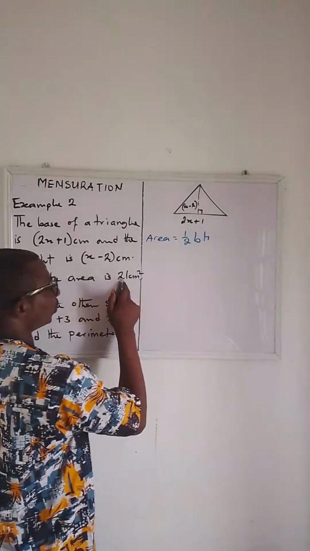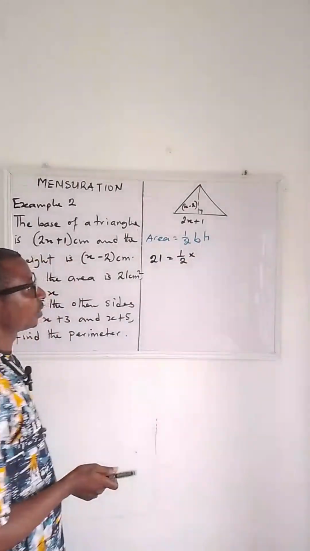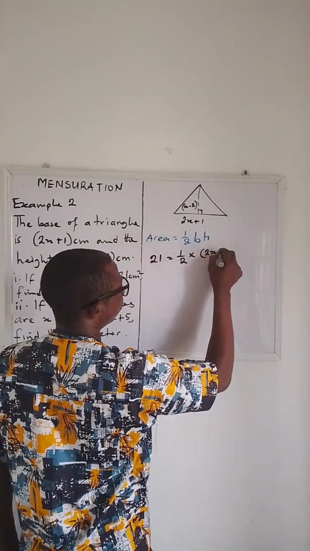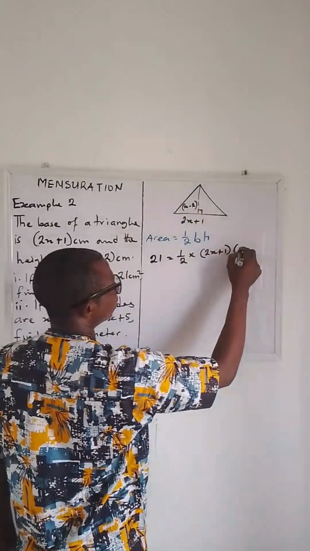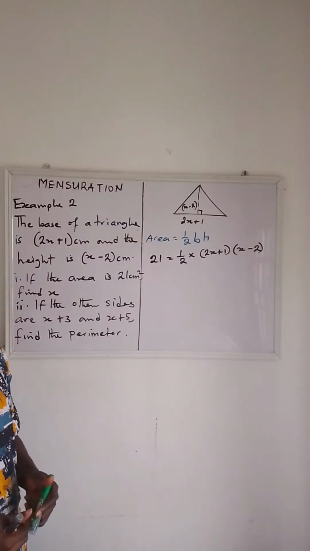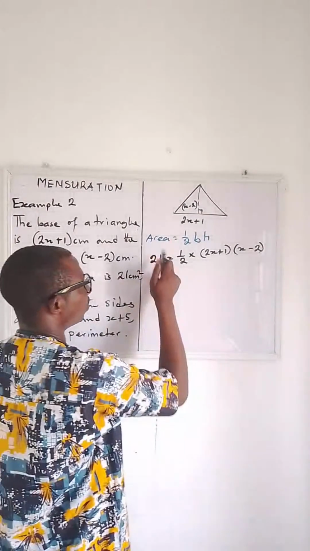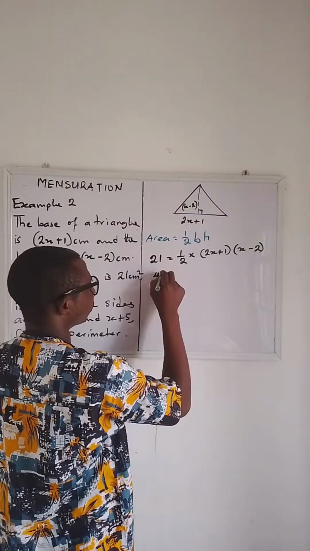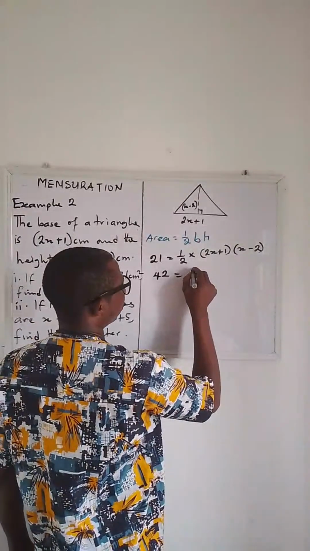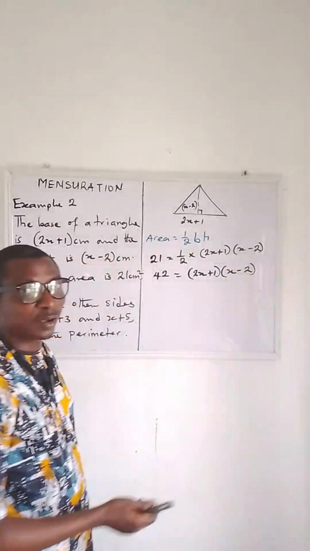So we have area to be 21. So we have 21 equals to 1 over 2 times. Now what is the base? Now the base is 2x plus 1. We have 2x plus 1 times the height is x minus 2. Now the first thing I'm going to do here is I will clear this fraction half. So I multiply through by 2. So if I multiply this by 2, I have 42. And when you multiply half by 2, you have 1. So that gives us 2x plus 1 times x minus 2. I hope you understand that.